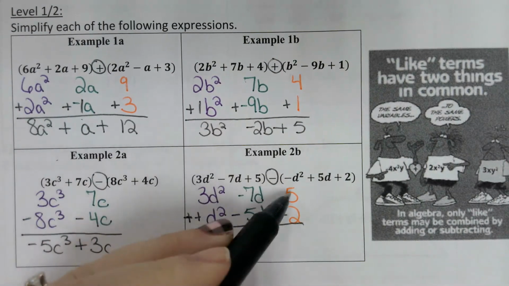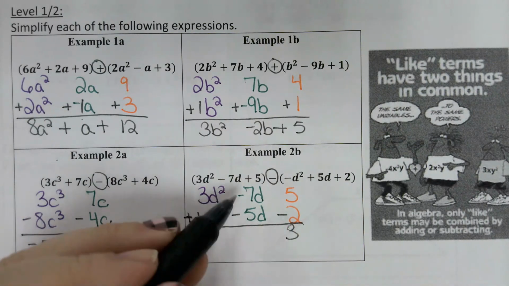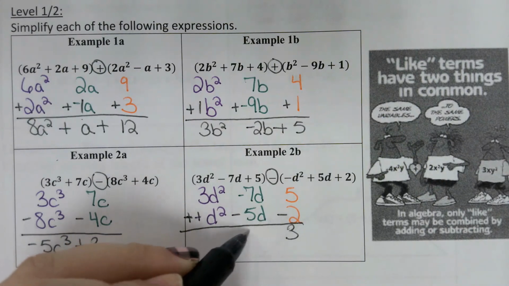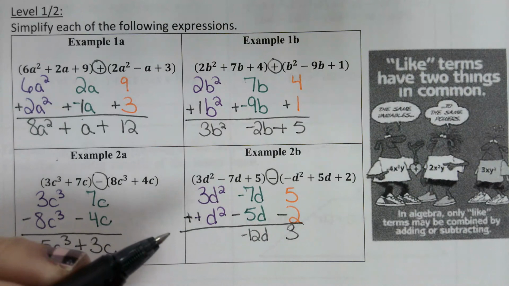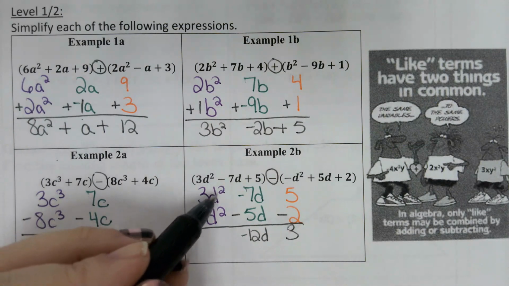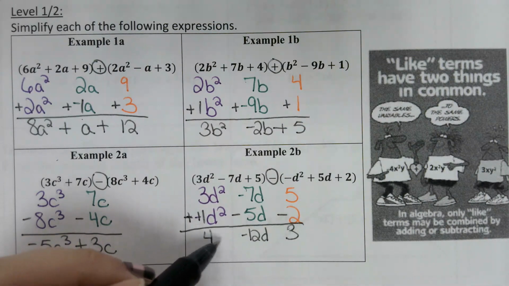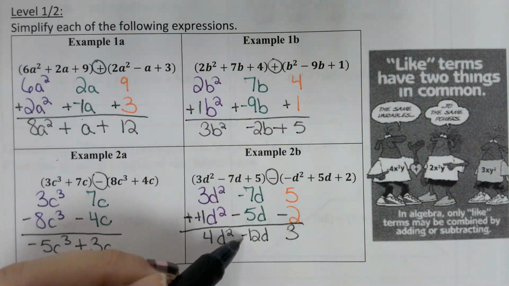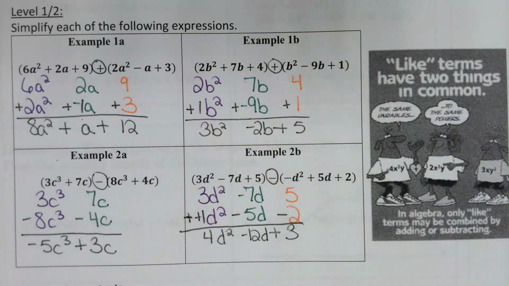5 minus 2 gives me 3. Negative 7d minus 5d gives me negative 12d. I really do encourage you guys to check your addition and subtraction with your calculator. 3d squared plus 1d squared gives me 4d squared. I already have a symbol connecting these two terms, but I need to put a plus sign to connect the last term.